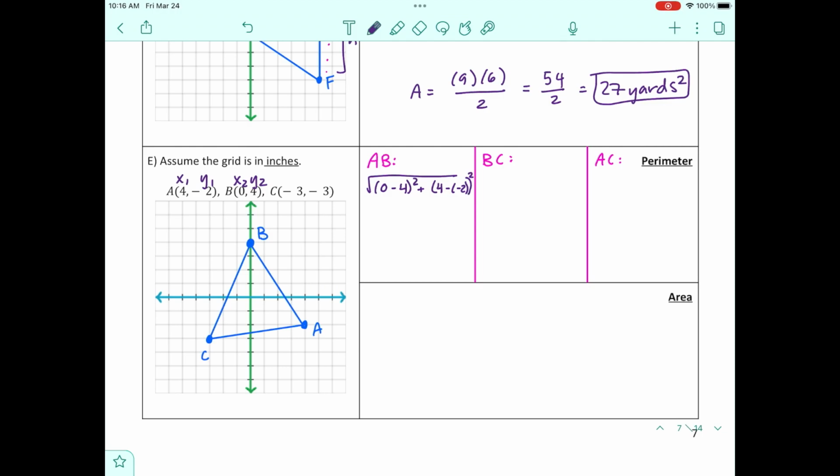So then I just went through and followed that formula with the points that I had labeled. Negative 4 quantity squared plus 4 plus 2 would be 6 squared. And I can simplify that. So the square root of negative 4 squared would be 16 plus 6 squared is 36. So 16 plus 36 gives me 52. So I need the square root of 52 as a decimal, which is 7.2.